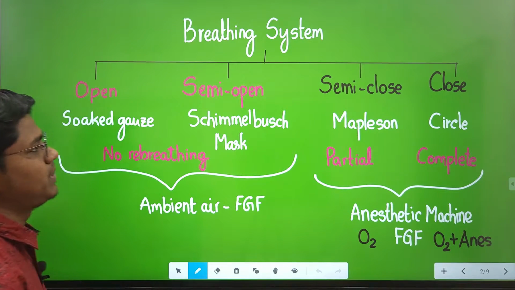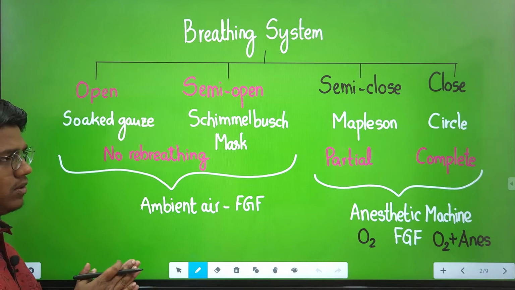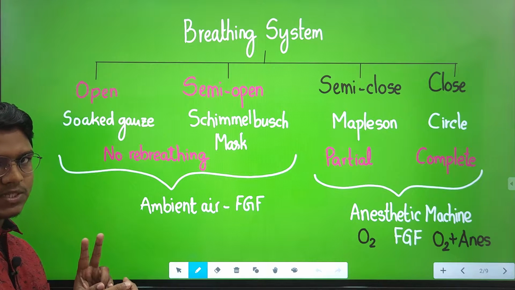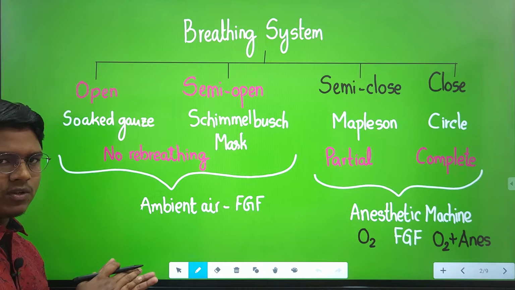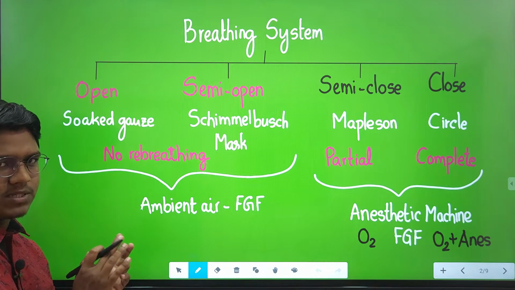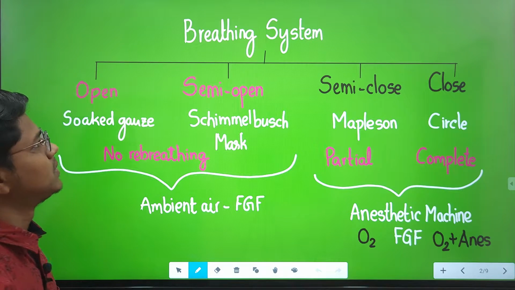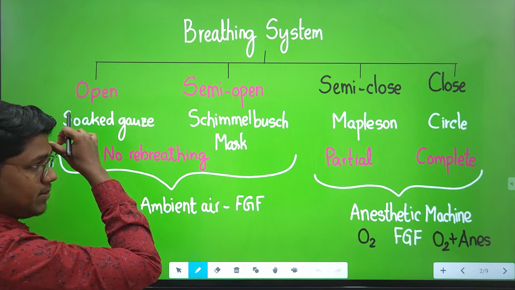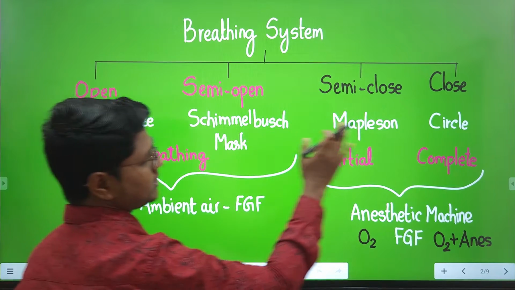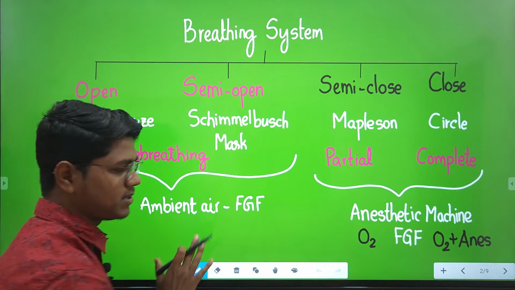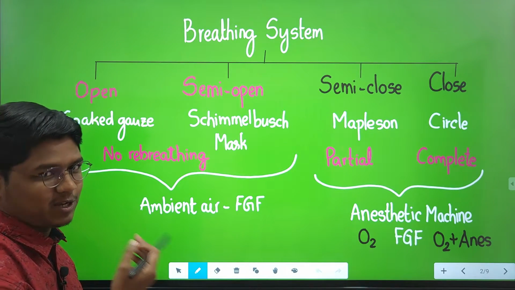The classification of breathing circuit. There are two classifications we will be discussing. Based on different anesthesiologists, you will find different classification, but they are more or less same. Breathing system can be classified as open, semi-open, semi-closed and closed. You will find this classification in your book, especially in the pharmacology book.